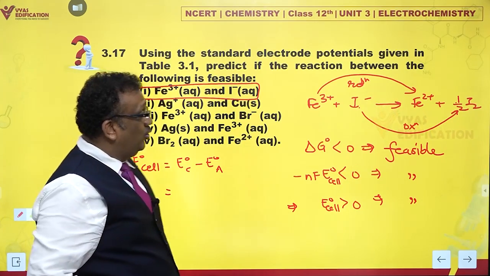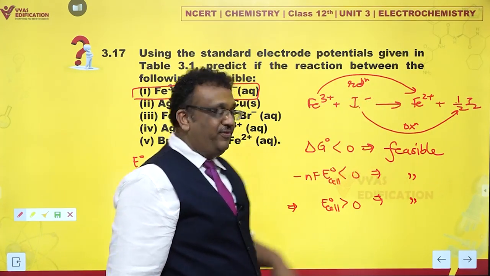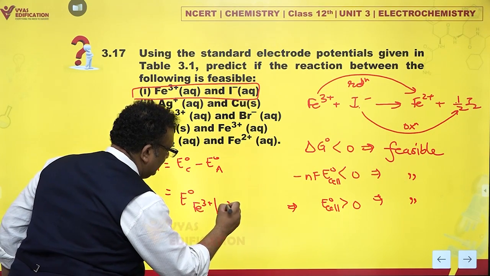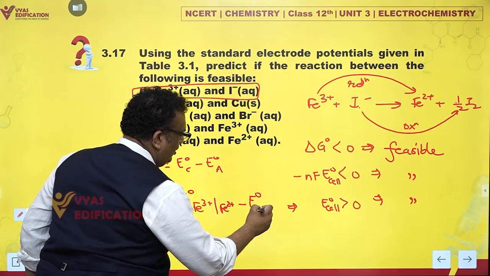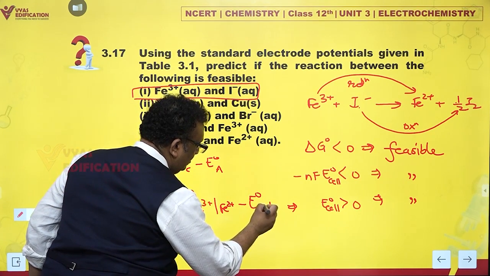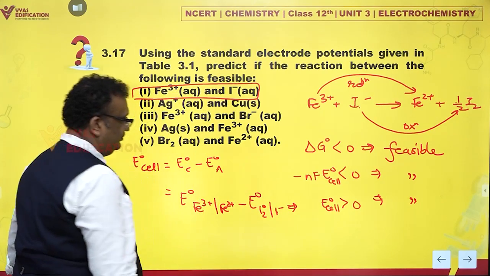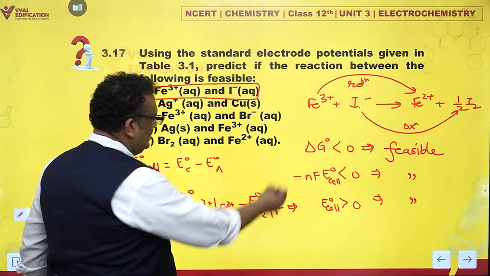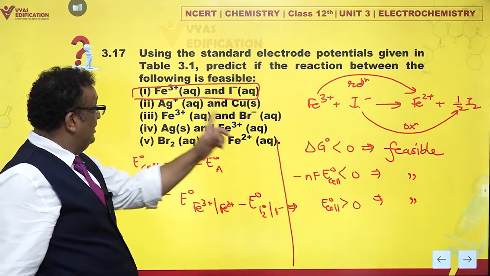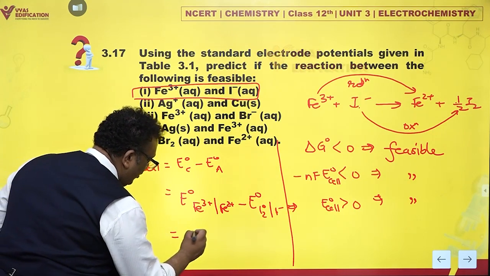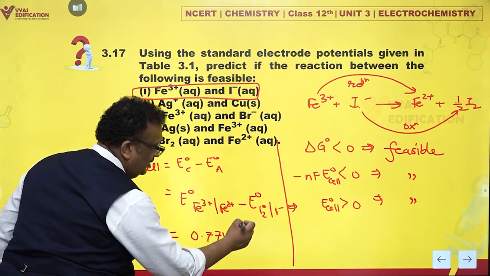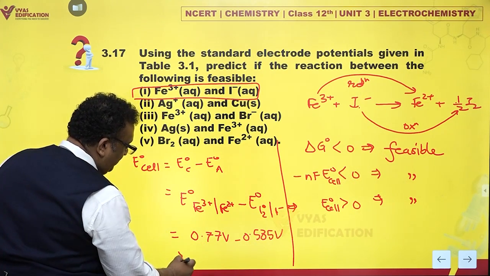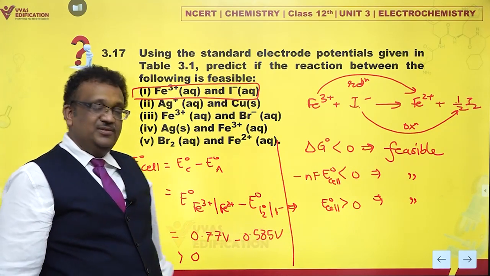In this case, the cathode is the one which undergoes reduction, and that is ferric. So this is E naught of Fe3+ to Fe2+ minus E naught of I2 to I minus, because this is undergoing oxidation and we are supposed to quote the SRP value of that. If I look in table 3.1 as they have mentioned, I would discover the values as 0.77 volts minus 0.535 volts. Is this positive? Of course it is positive.